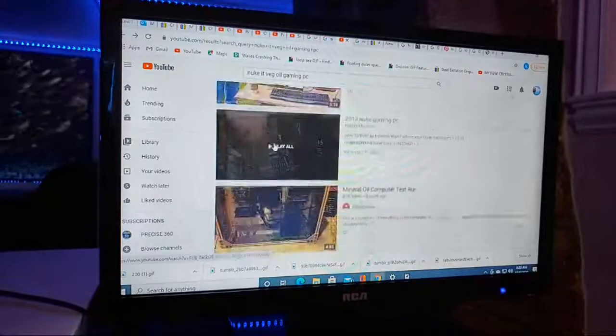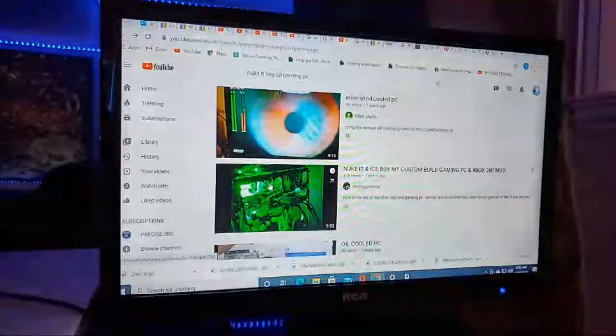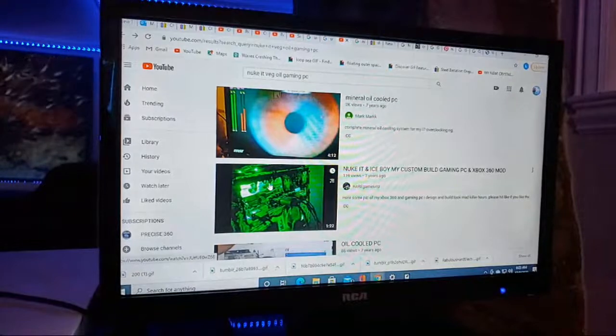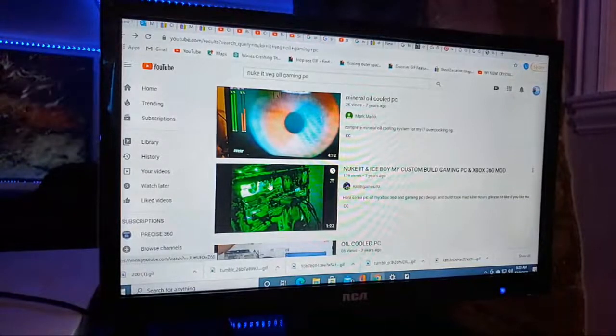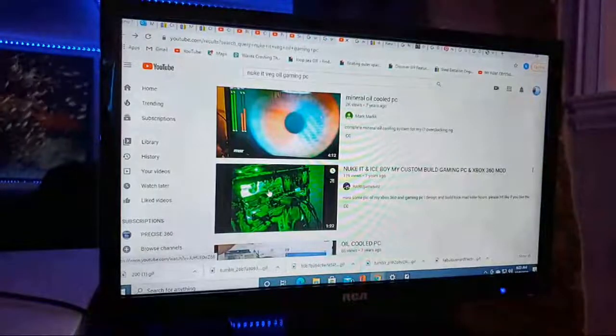Yeah, nobody does this anymore. First time I did a vegetable oil cooled PC, I was freaking terrified. Like I knew I was gonna die. Like, oh yeah, this is a good idea. I'm gonna pour vegetable oil on top of a freaking PC power supply while it's still plugged in. I'm definitely gonna die.